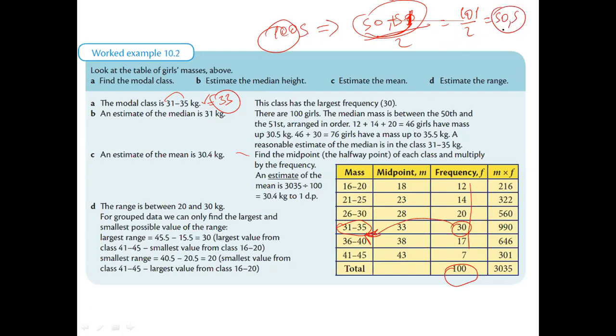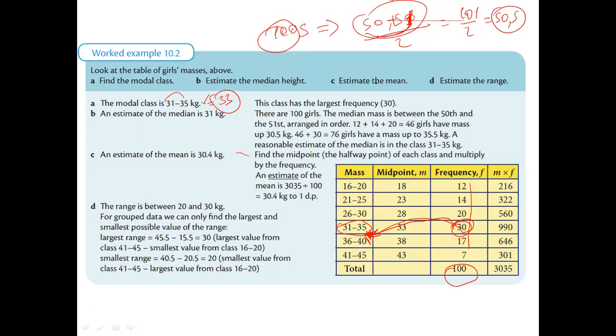So we need the 50.5th student. Let's calculate. 12 plus 14 is 26, plus 20 is 46, but we need 50.5. Plus 30 is 76. Of course, it's included, the 50.5th student. So the median mass is in the 31 to 35 class. Okay, next one.